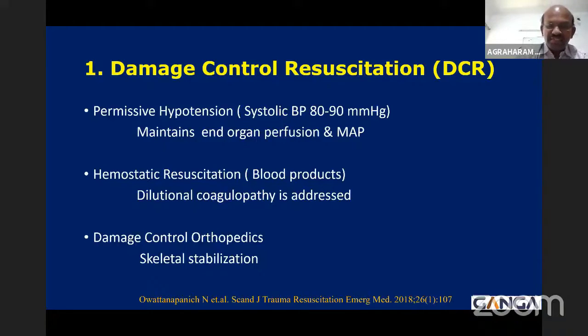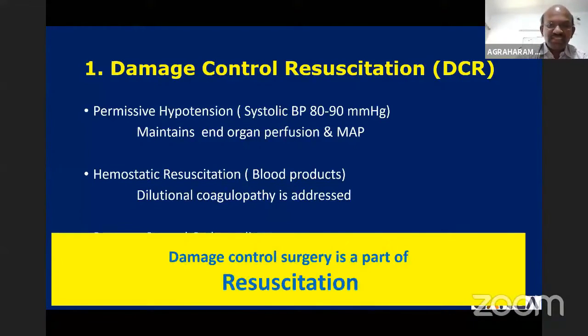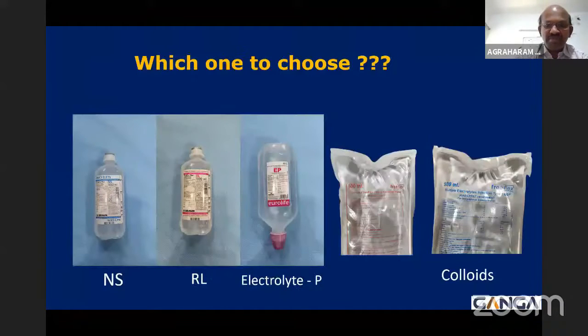Along with that, damage control procedures like skeletal stabilization are also part of the resuscitation, which controls the bleeding from the bone and reduces the pain. Once we look at airway, breathing, circulation, we need to get IV access, and then we need to start the fluids.